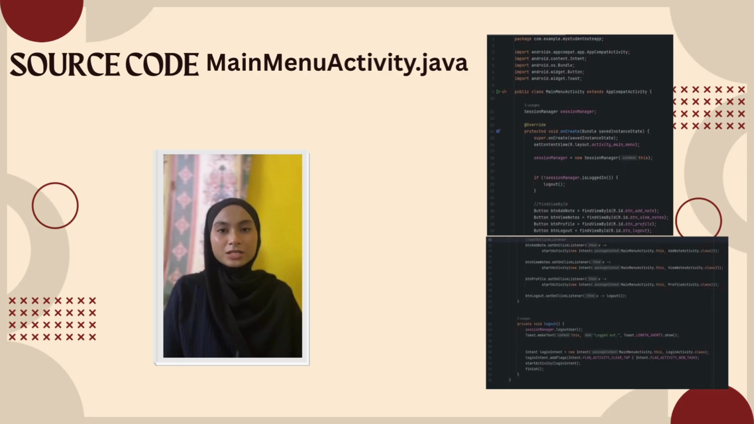We have reached the source code for MainMenuActivity.java. The MainMenuActivity.java file has 3 main responsibilities. First, initialization and data loading. To initialize the visual components, buttons, text views, and load dynamic content such as greetings, the username or profile picture from local storage or the server to display in the header.